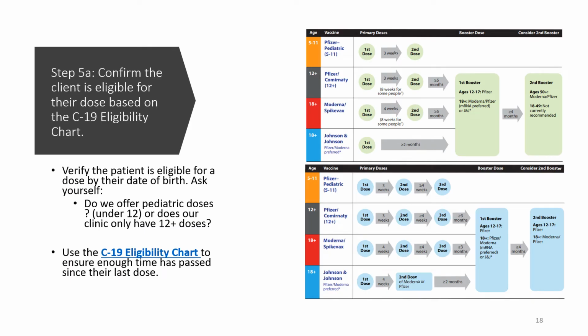Step 5. Confirm that the patient is eligible for vaccination. Now that you have verified all patient information in MyTurn, you need to verify that the patient is eligible for vaccination that day. Refer to the eligibility chart to determine if vaccination is indicated. The chart shows you a timeline of vaccination for the general population and for the immunocompromised population. It also shows you the age requirements for each vaccine. Please note that this eligibility chart is constantly being updated. Please ensure that you are using the most up-to-date version.